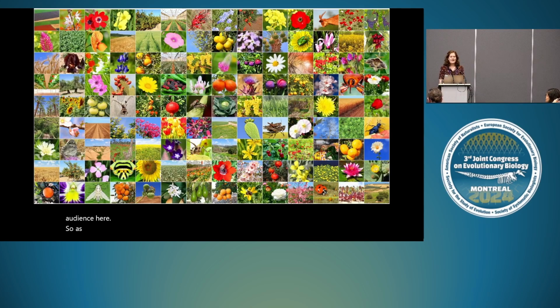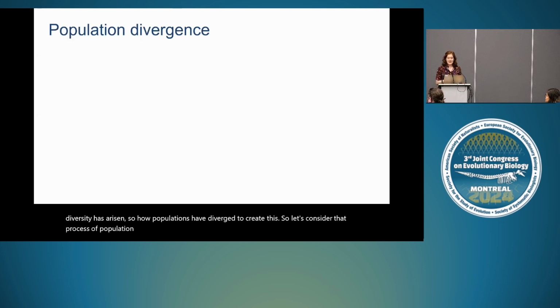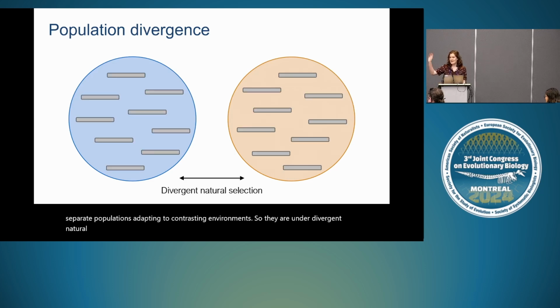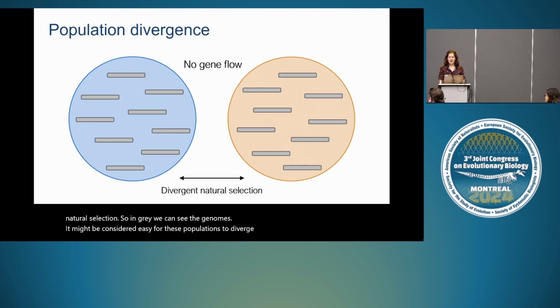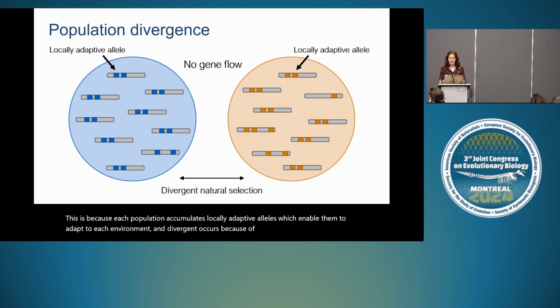So as we all know, nature is extremely diverse, and a lot of us want to understand how this diversity has arisen, so how populations have diverged to create this. So let's consider that process of population divergence, and imagine an ancestral population has given rise to two separate populations adapting to contrasting environments. So they are under divergent natural selection. So in grey, we can see the genomes. It might be considered easy for these populations to diverge if they do not exchange genetic material. This is because each population accumulates locally adaptive alleles, which enable them to adapt to each environment, and divergence occurs because of this adaptation or via drift.